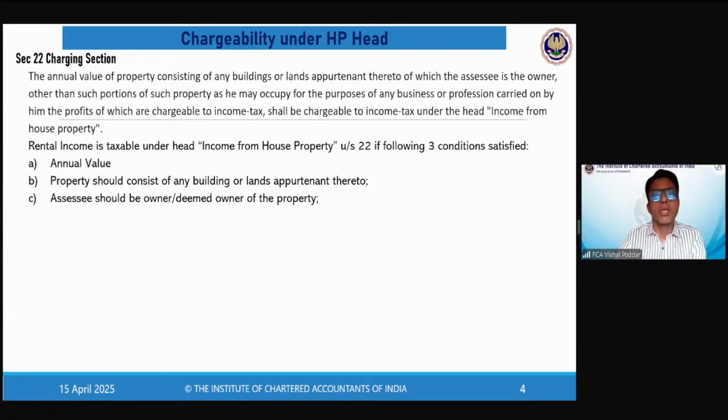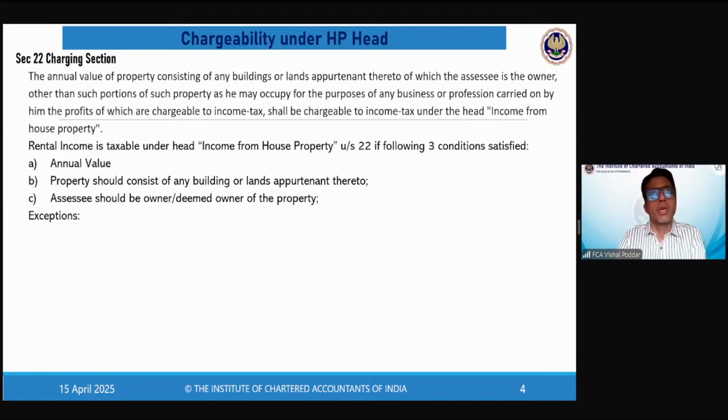Third most important point, you should be owner or deemed owner. So where you yourself are a tenant in a property, in that particular case, even if you are getting rent, your income is not house property because you are not the owner.